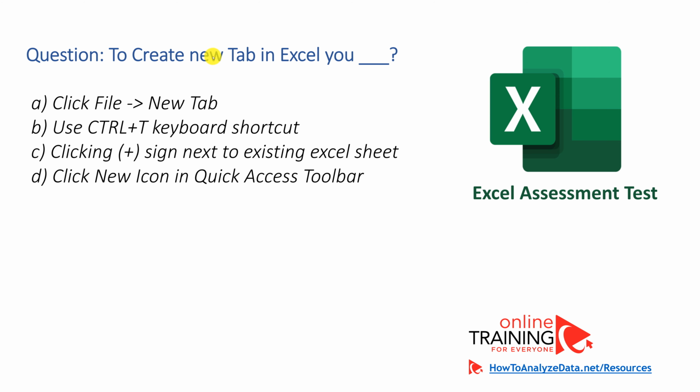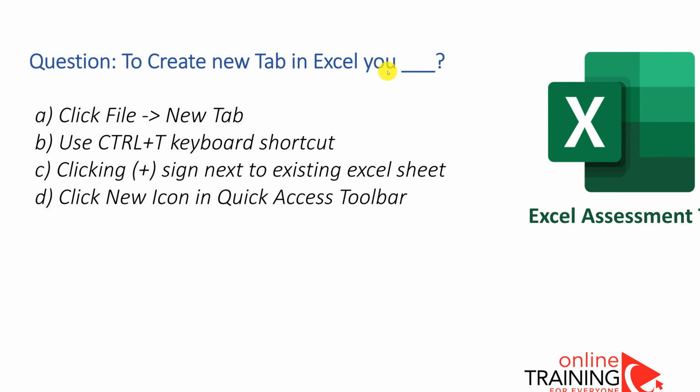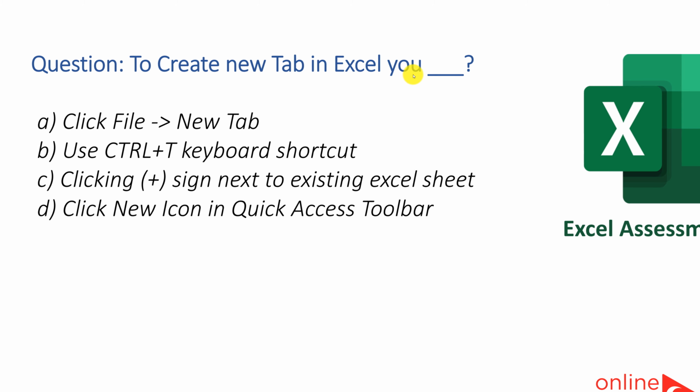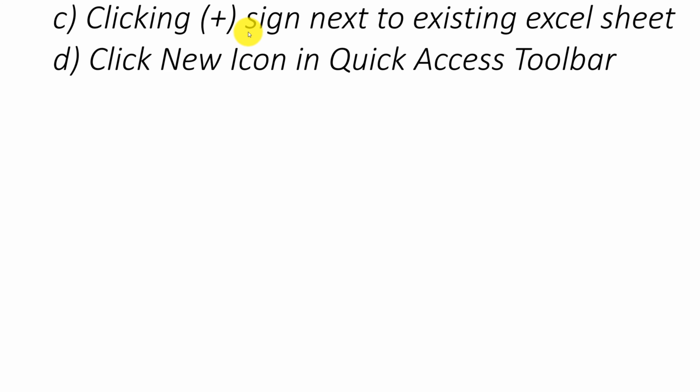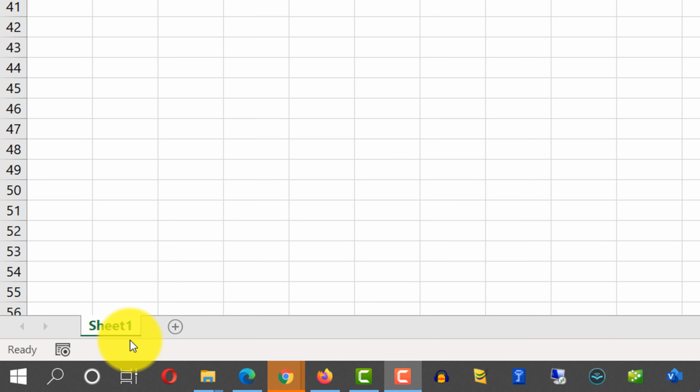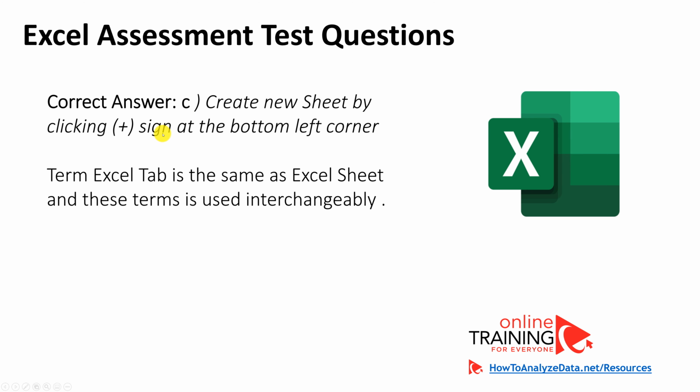To create a new tab in Excel, what would you do? And the right answer here is you click the plus sign next to the existing Excel sheet. When you open up a new Excel sheet, next to Sheet1, there is a small plus sign. To create a new tab, you just click on the plus sign, and that creates a new sheet. You see, I just clicked and it created Sheet2. And here's the correct answer. Keep in mind that the term Excel tab is the same as Excel sheet, and they're used in questions and help documentation interchangeably.